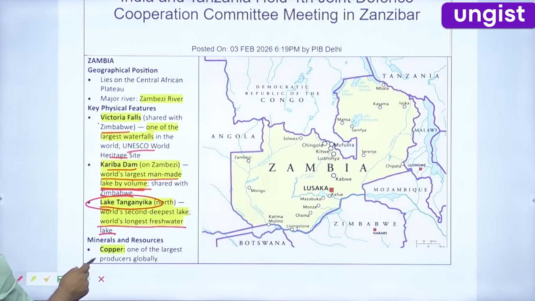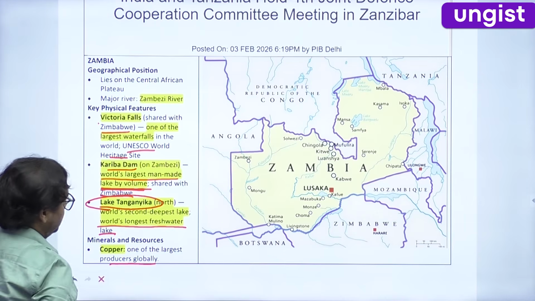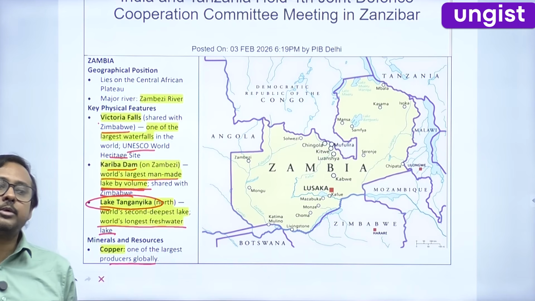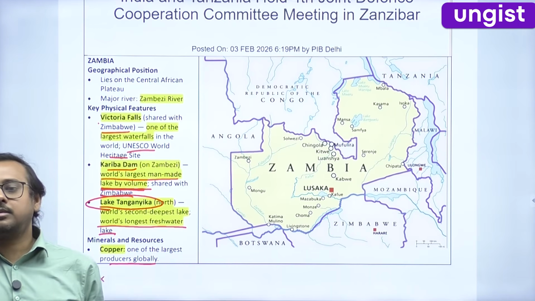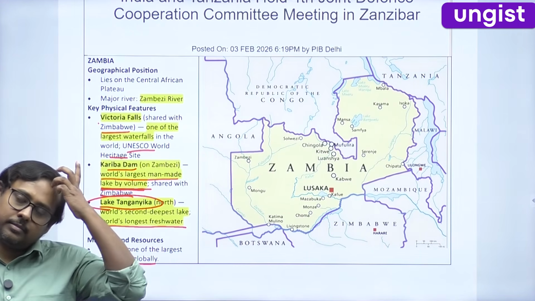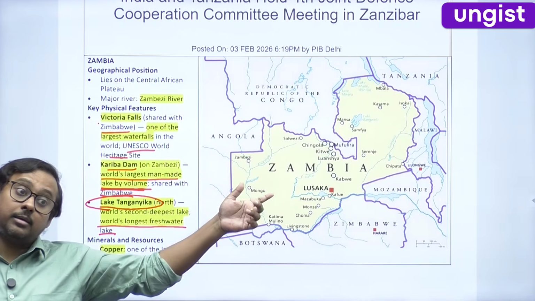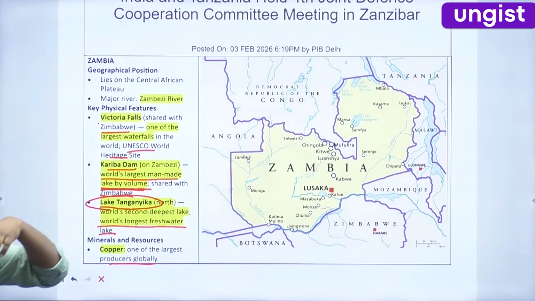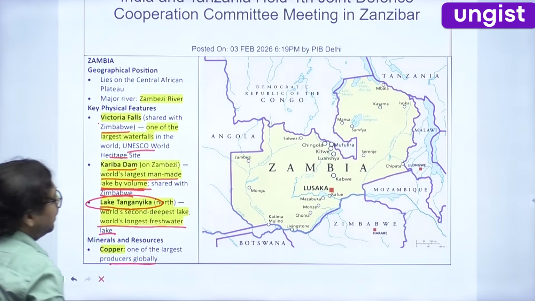Okay. So minerals: copper is one of the largest producers globally. Like it produces a huge copious amount. So in South America, which is the country which produces one of the largest amounts of copper? In South America, Chile. Okay, it's Chile.